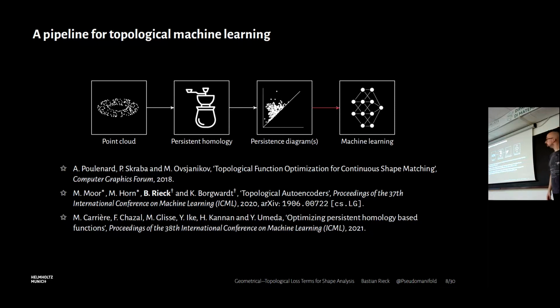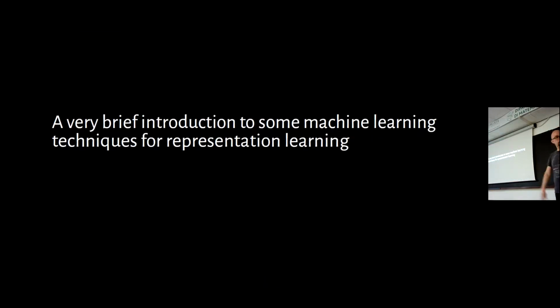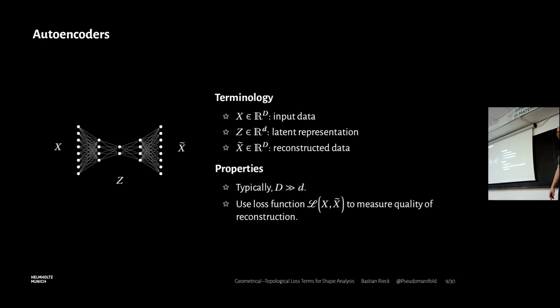Now, a brief introduction to some machine learning techniques for representation learning. Sorry for the long title, but I want to make it clear that this is just a very, very small facet here. And we're going to start with something that has nothing to do with topology, but that is a core concept in recent representation learning approaches. So in representation learning, the idea is that you have some data and you want to learn a representation that is useful for certain tasks.